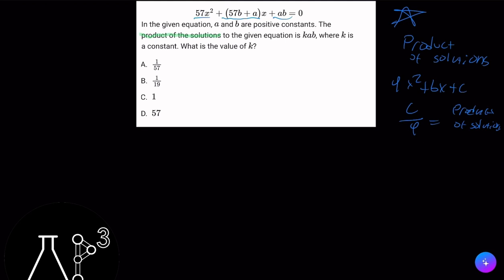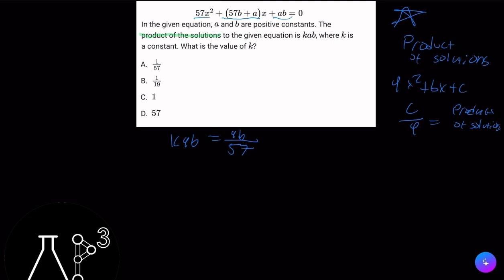So what can we do? Well, they're asking for the product of solutions to the given equation, which is kab, so c divided by a equals kab, the product of solutions, the multiplication. We get c, sorry, which is ab. So we can rewrite that as ab over the a value, which is 57. So this equation happens that I wrote in the bottom because we know our product of solutions rule, and we understand how to use the rule.